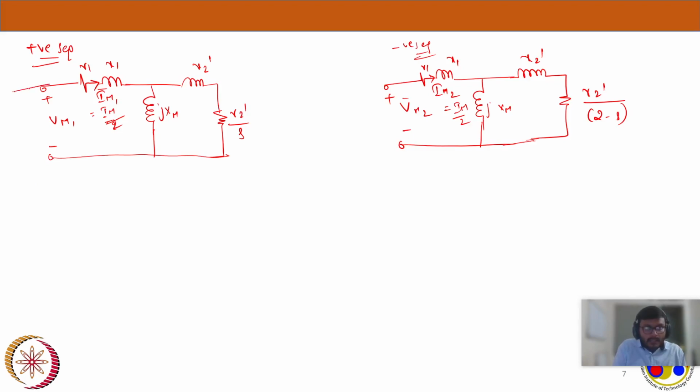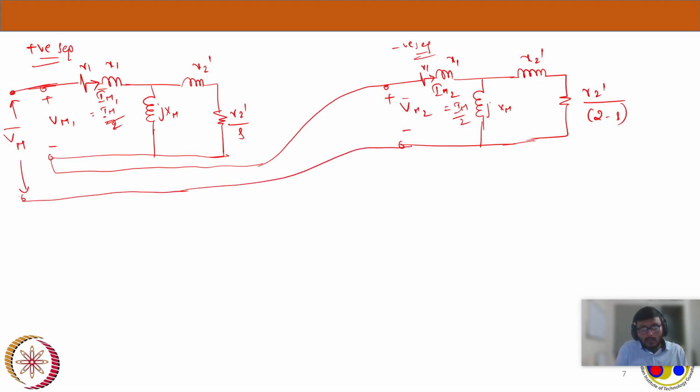I will extend this one. So here it will be giving the total voltage, and I will connect this to here, and total VM will be here, and this will be connected to here. So this is VM2 and this is VM1, and these two are in series, VM1 plus VM2, and it will be equal to VM here.